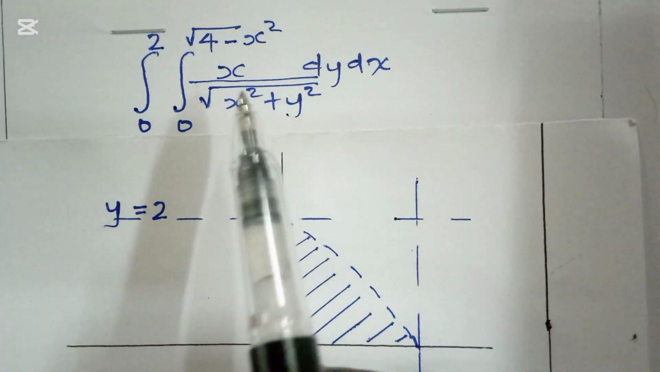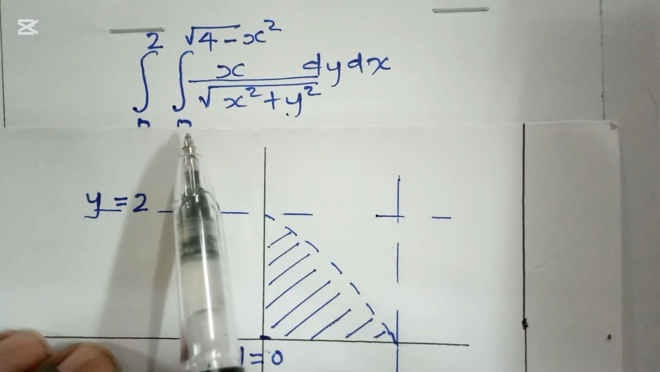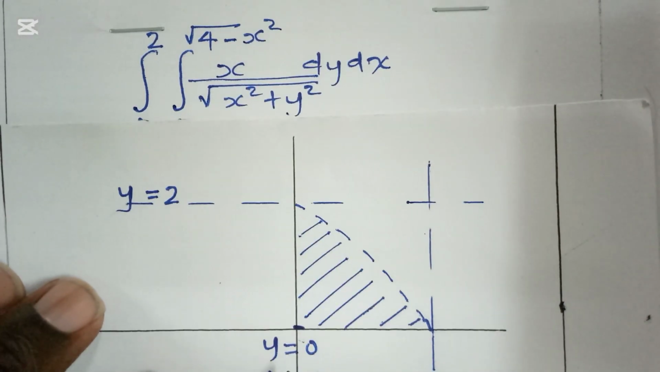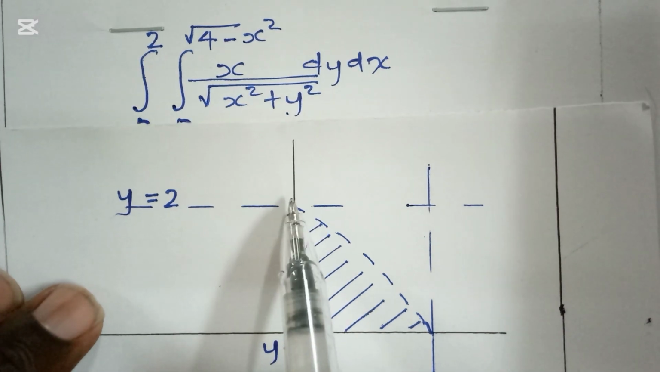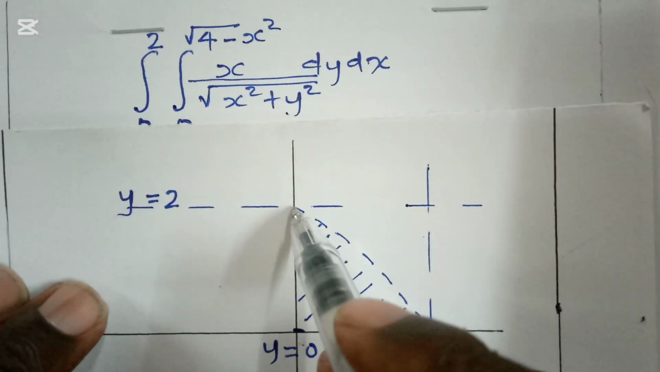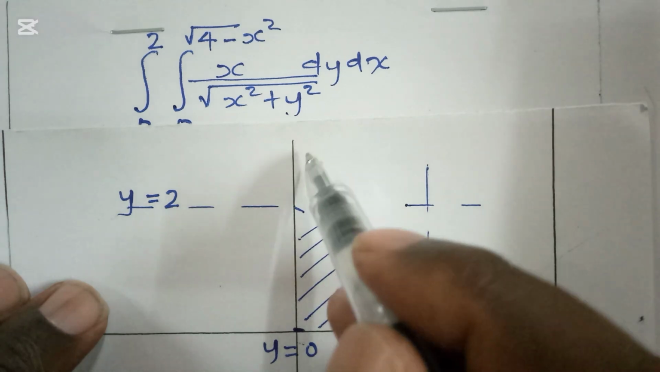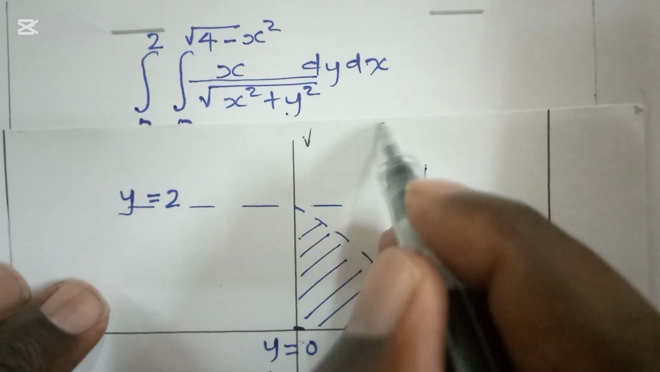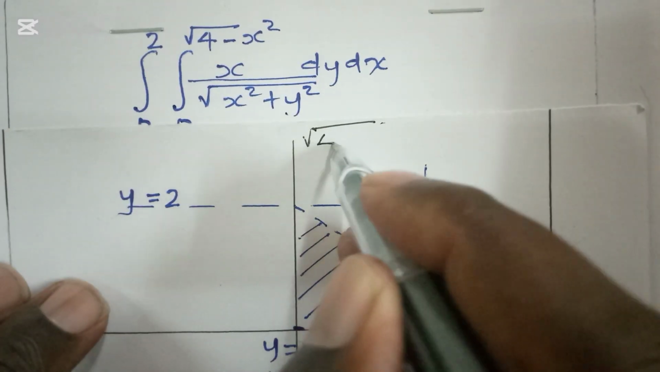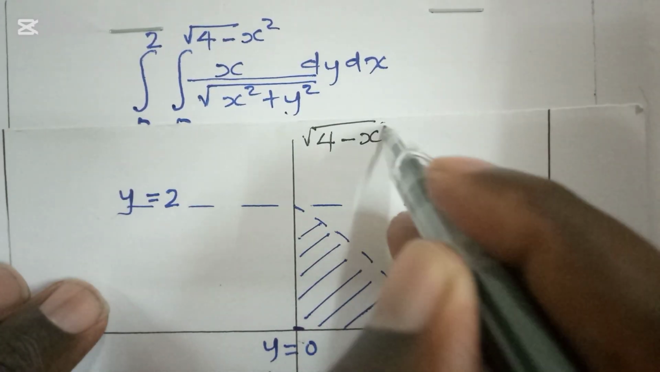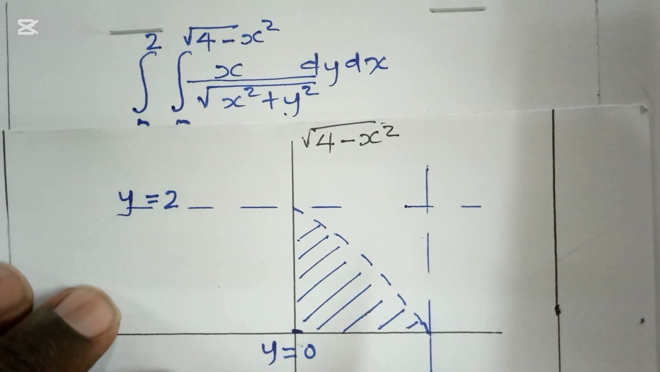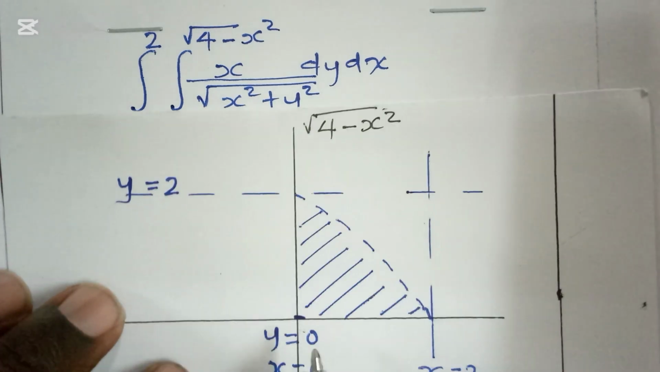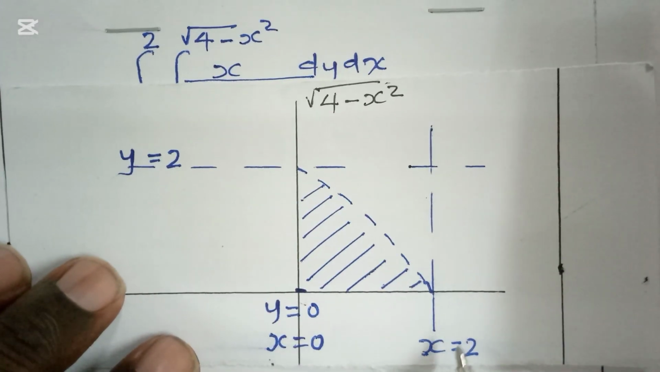That is, we are looking at our limits of dy from 0, that is y equals 0 at this point, up to this point which is governed by this equation, root 4 minus x squared. And then we also have 0 to 2, that is along the x-axis, x equals 0 to 2.